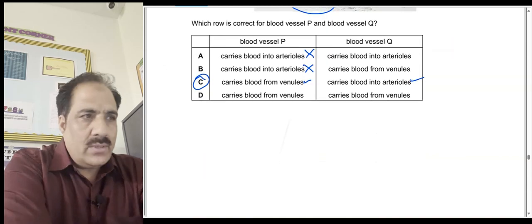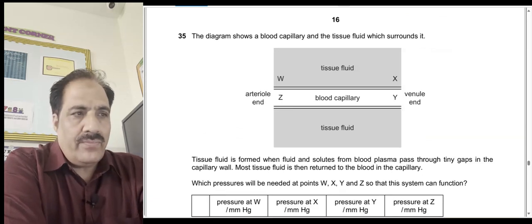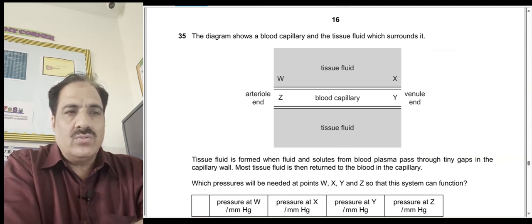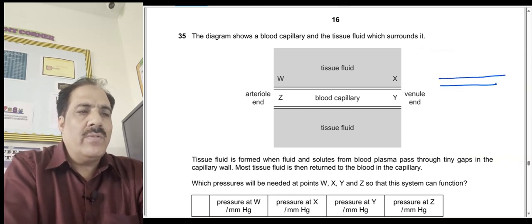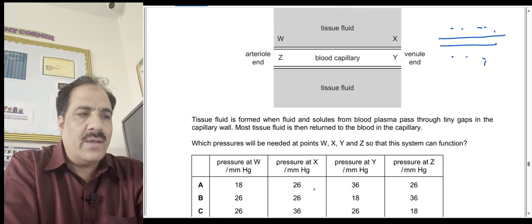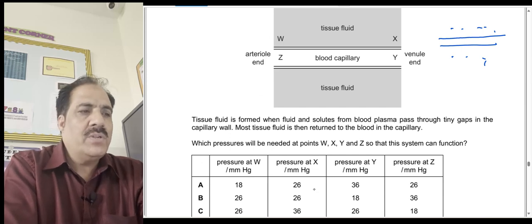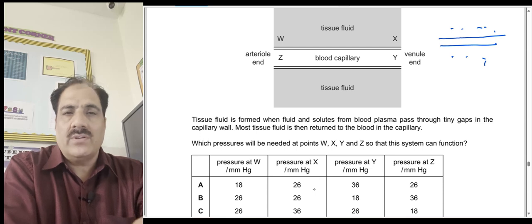The diagram shows a blood capillary and tissue fluid which surrounds it. Now we see this is the capillary, and this is tissue fluid on the two sides. Tissue fluid is formed when fluid and solutes from blood plasma pass through tiny gaps in the capillary wall. Most tissue fluid is then returned to the blood in the capillary. Which pressures will be needed at the points W, X, Y, and Z so that this system can function?